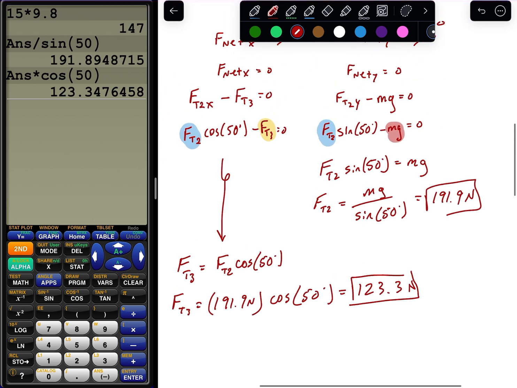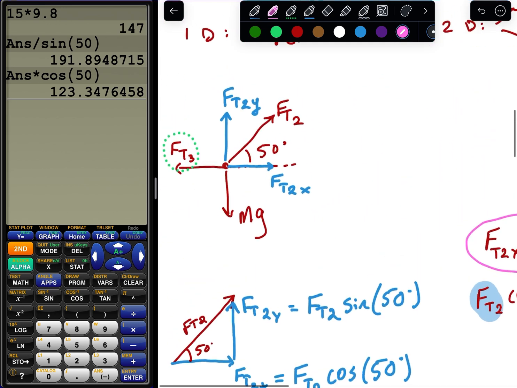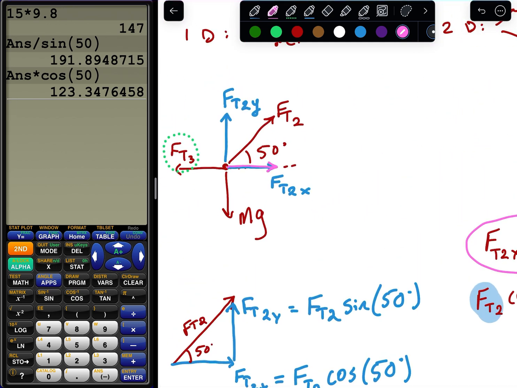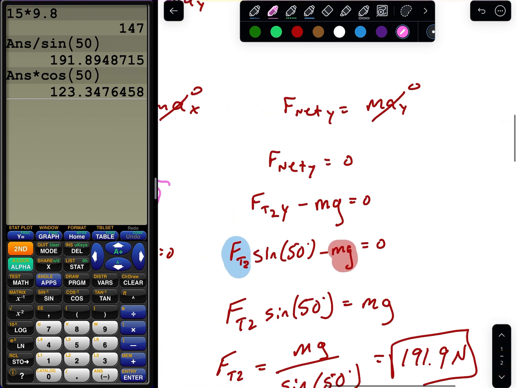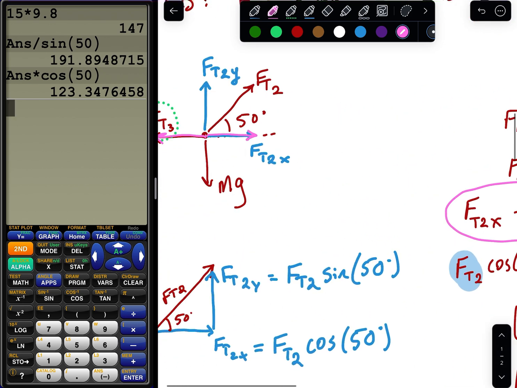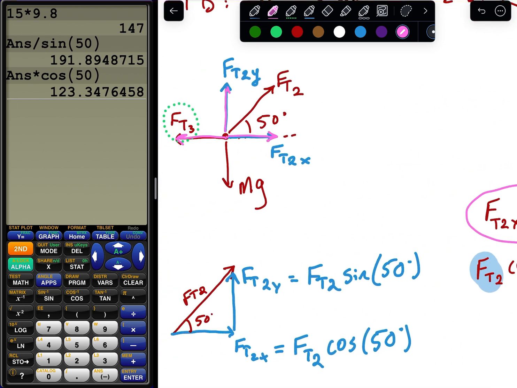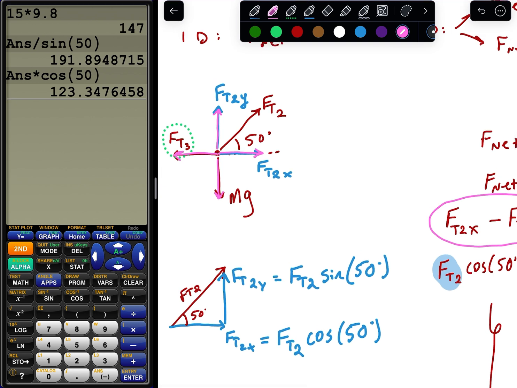Let's take a moment, let's acknowledge something. What we said was that the difference between the x component of the second tension and the third tension was equal to 0. That was essentially saying that this component and this force vector added up to be 0. We also said in the y direction that the force of tension 2 in the y direction, that component, and the force of gravity also balanced out. So this force and that force were equal. In the end, what we have is three vectors that all cancel each other out.